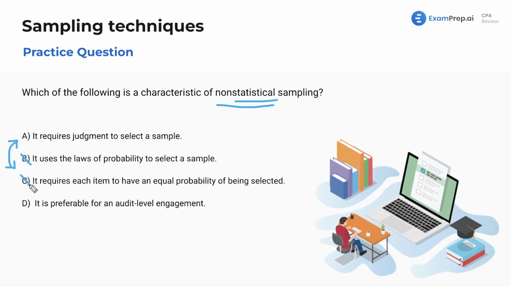And lastly, for letter D, it is preferable for an audit level engagement. Well, if we remember from our lesson, you can use either. Neither is preferable. It depends on you as the auditor. Maybe you use a little bit of both. Mix it up. Final answer here, for all of those reasons, is going to be letter A.